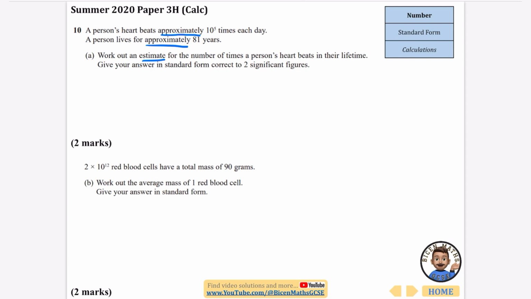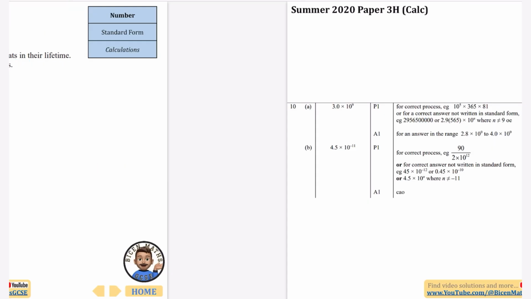So we're going to say it's 10 to the 5 times each day. So that's for one day. For a year, it would be 365, and for 81 years, it would be 81. So we're going to try and calculate this. Now if you wanted to, you could round it and you could do 10 to the 5 times 400, and times 80, and they would also accept that as well. But let's see how it works out with this one.